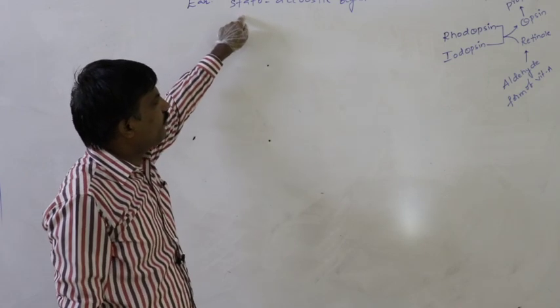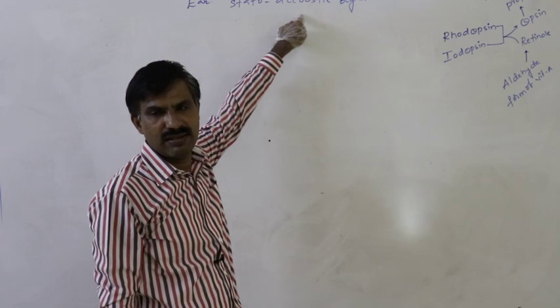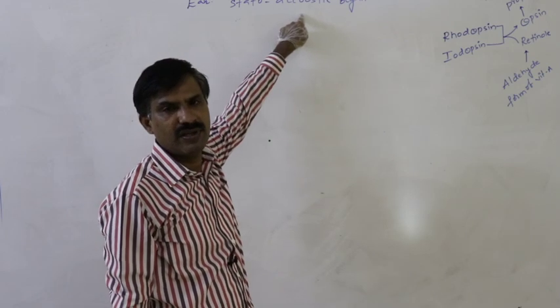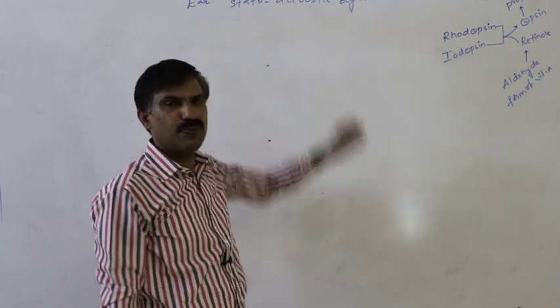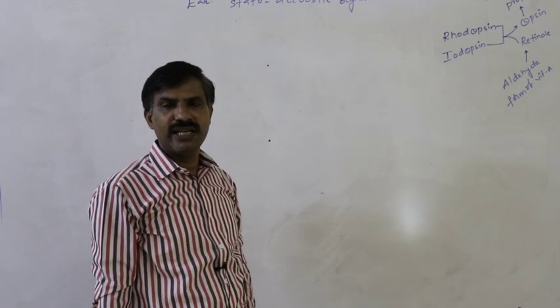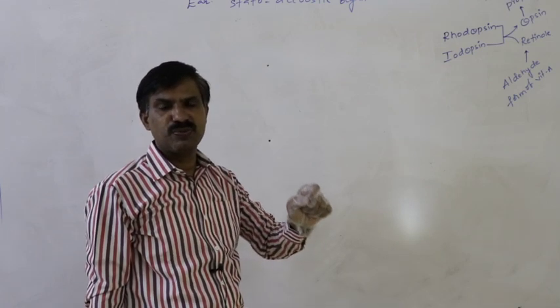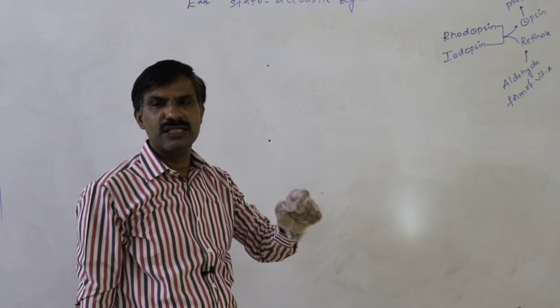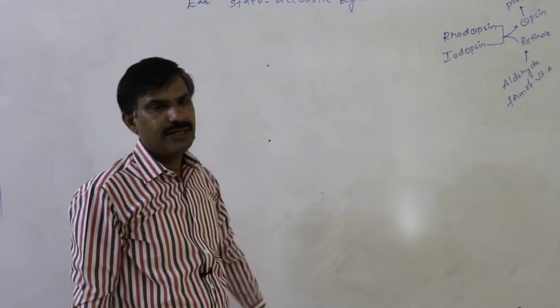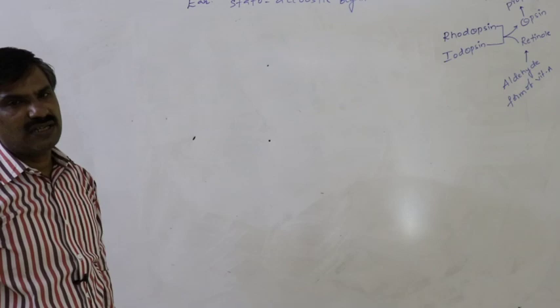Stato means body balance, acoustic means listening or hearing. It is useful for hearing sound, as well as for the maintenance of body balance. Due to that reason, this is said to be the statoacoustic organ.